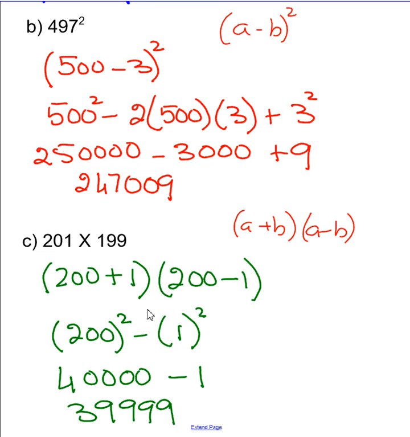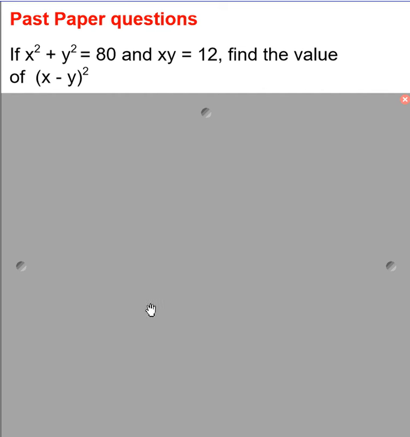So these are very particular type of questions which are asked in the past paper with respect to algebraic identities. Now, there are another two very important questions. Now, look at this question. You have to find the value of x minus y whole square. And the information given to you is x square plus y square equals to 80 and x times y equals to 12. So what comes in your mind?